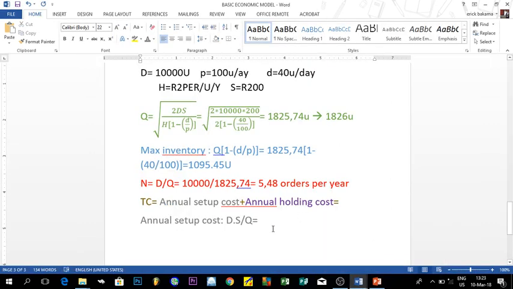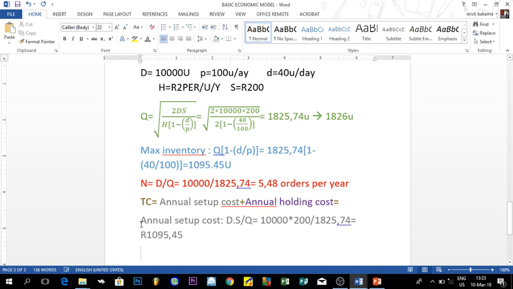Yeah, so the value of D that we already have is 10,000 units. Then we multiply by S, which is the setup cost given as 200, and then we divide by Q, which is 1825.74. So we have 10,000, multiply by 200, and divide that value by 1825.74, and we get a value of 1095.446, which leads us to 1095.45.